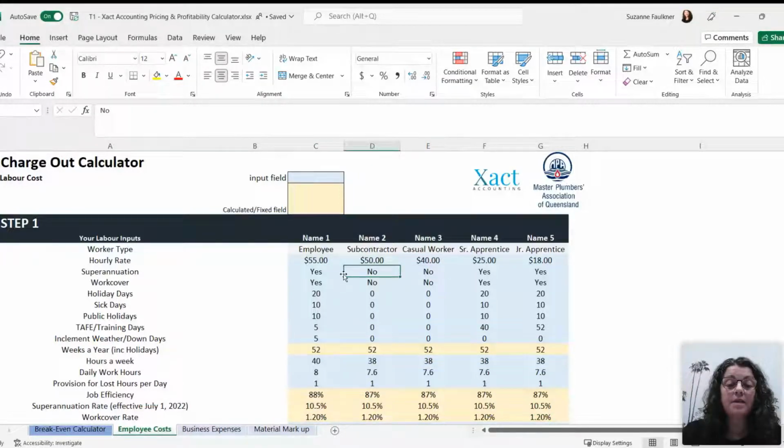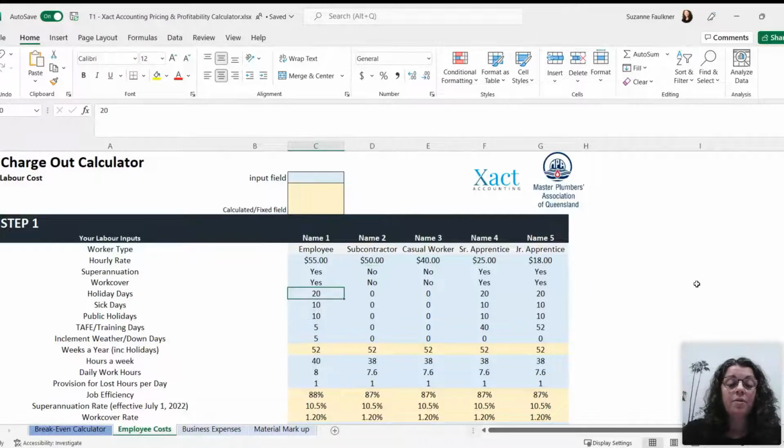Now, in some cases, depending on the nature of your contractor's relationship, you may be liable for super and work cover on a subby. But if not, just leave those as no. Your casual workers generally not. Will have super and work cover, but your other employees definitely will.